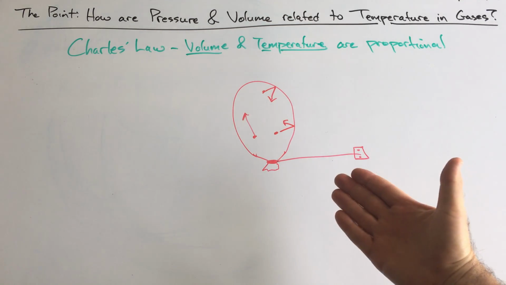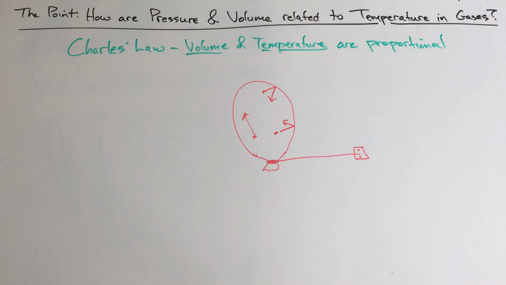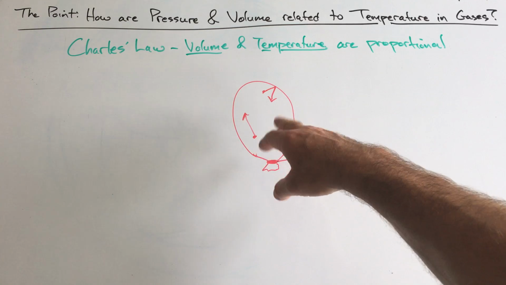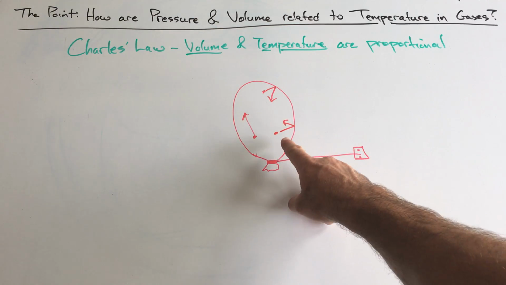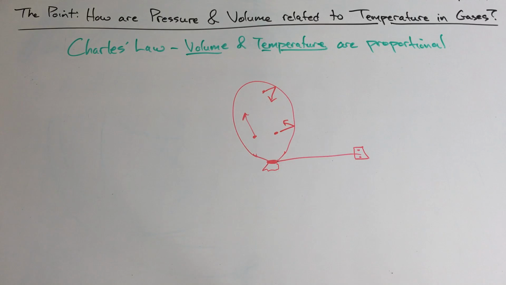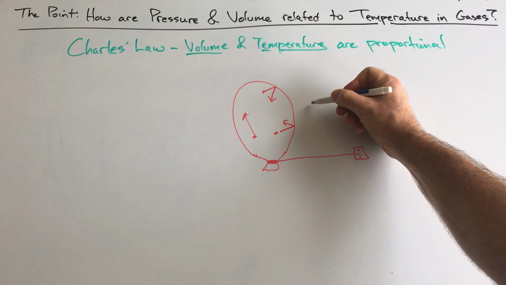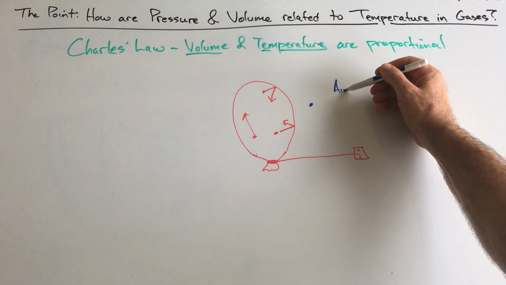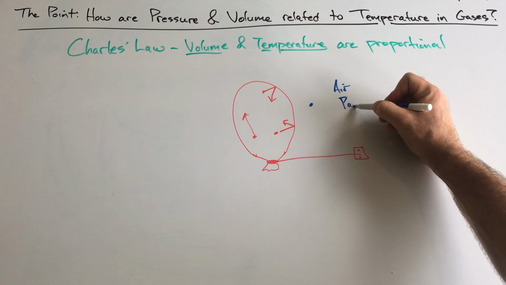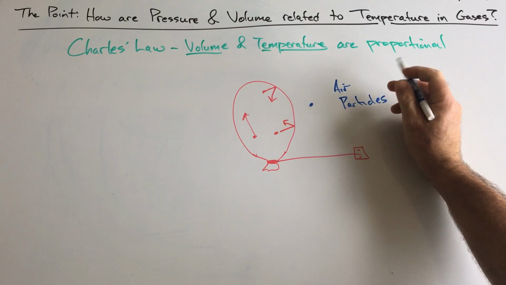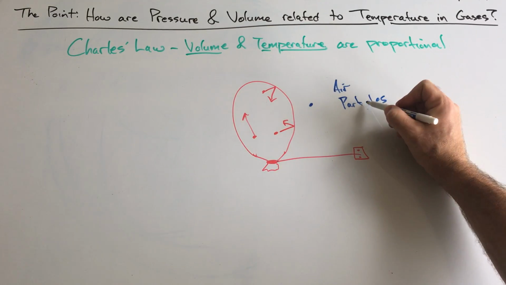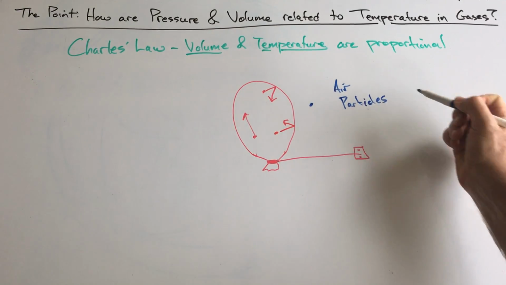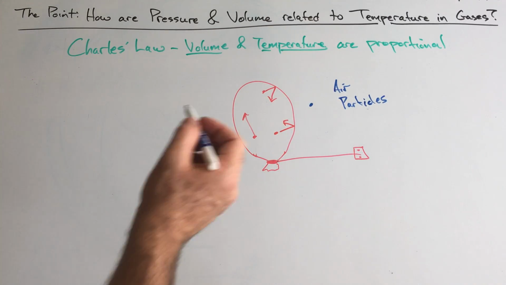So, this is more or less where I think we left off. Let's say it's room temperature. You have the particles in the balloon bouncing around. How hard they hit determines the shape and size of the balloon. And a thing worth pointing out is also that there are air particles on the outside that are also banging against the balloon.